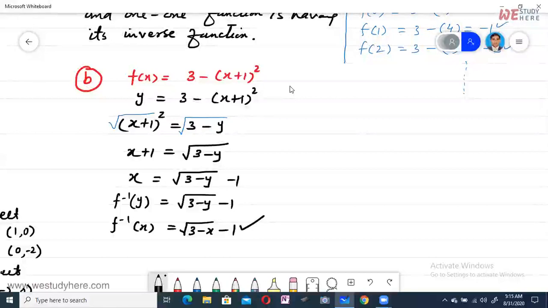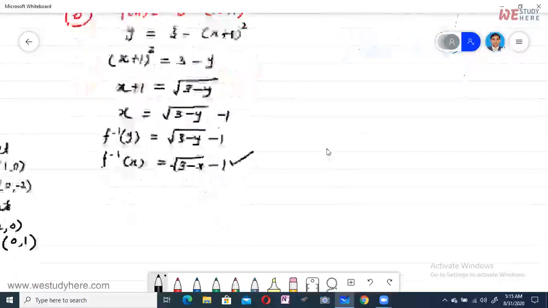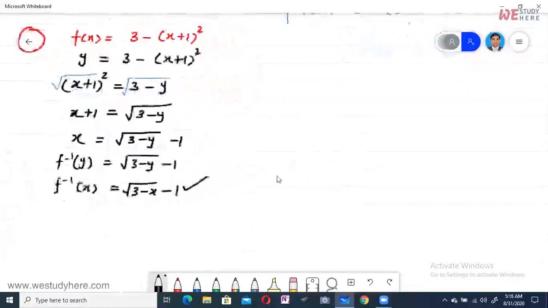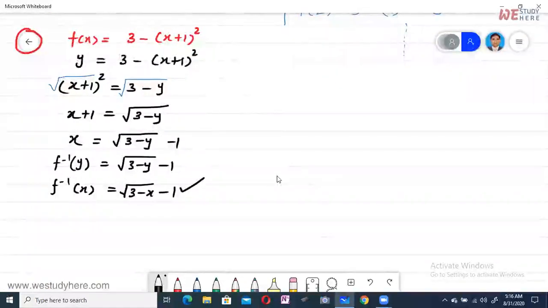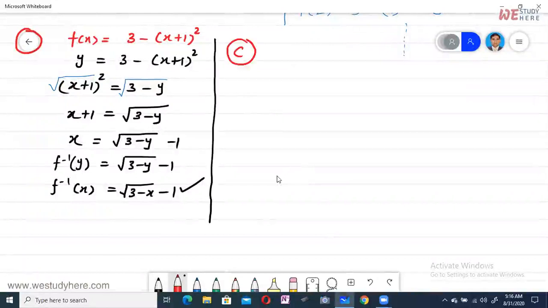After that, in the third part, part C. Part C, what is there? On the same axis, sketch the graph of y equal to f of x and y equal to f inverse of x, showing the coordinates of any point where the curve meets the coordinate axes. For that, as we already have the different values, for those values we can draw here the table.